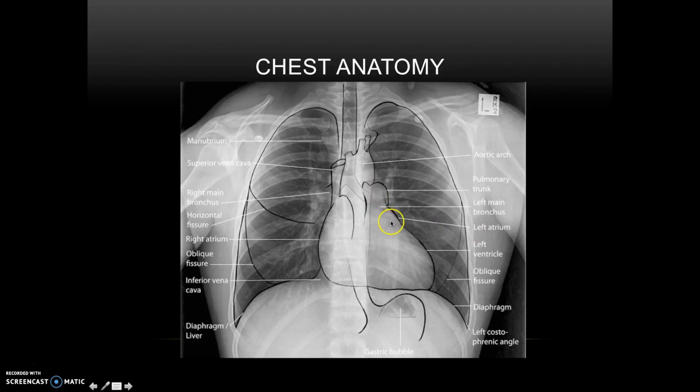The left atrium of the heart. We have the left ventricle of the heart here, which is pumping blood back up through the aortic arch to the rest of the body. The oblique fissure separates this lobe of the lung from this lobe of the lung. Again, the diaphragm. Then we have the left costophrenic angle here. The right costophrenic angle would be here.